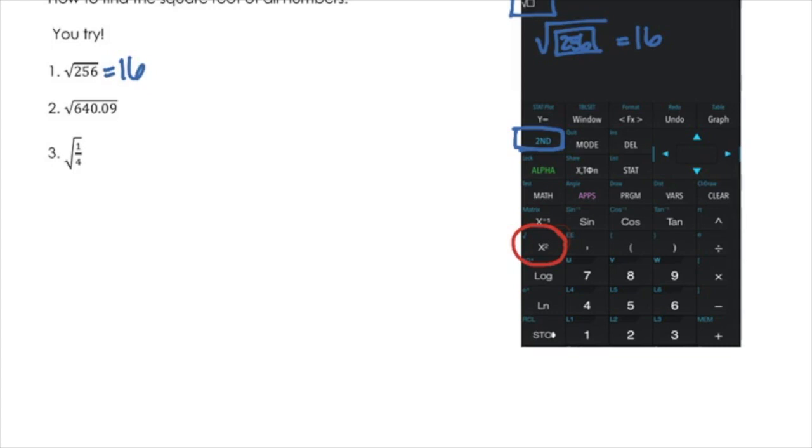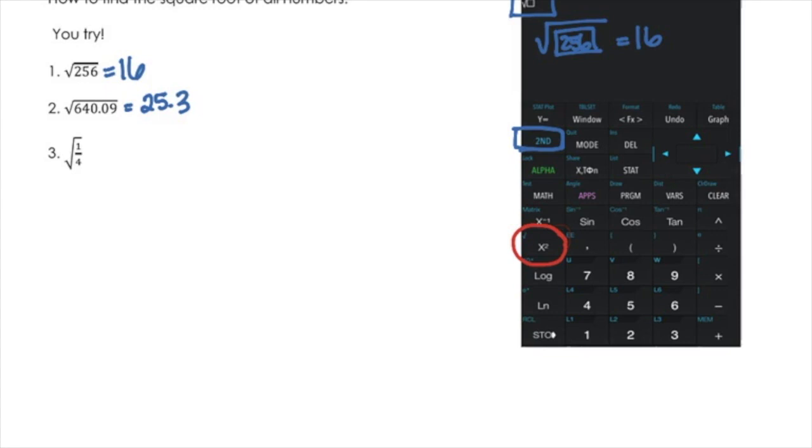Some of you might have known that, or some of you can use the calculator as well to figure that out. So now I want you to go ahead and use your calculator to figure out the square root of 640.09. Great. If you said 25.3, that is correct.